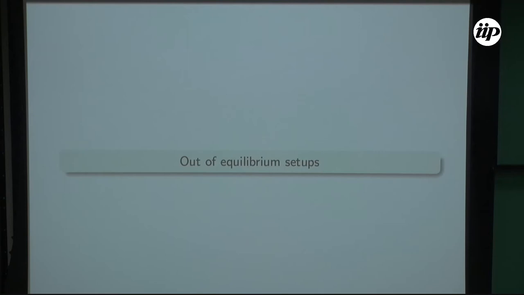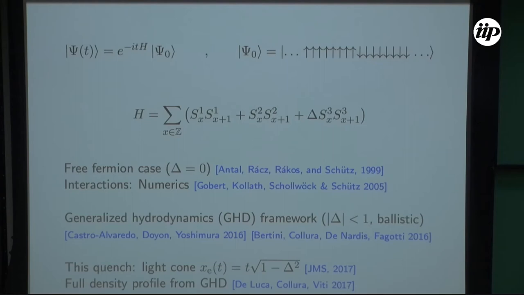Okay, I won't be able to say much. Another class of problems where you have a non-trivial magnetization profile and edges are of course out of equilibrium problems, which hopefully are of interest to many people in the audience. One of my favorite out-of-equilibrium problems is a simple quench protocol, where I prepare the system in a domain wall initial state, and I let it evolve with the Hamiltonian of the XXZ spin chain.